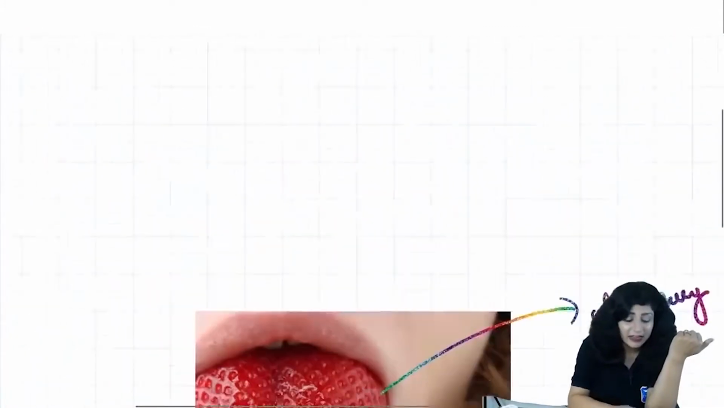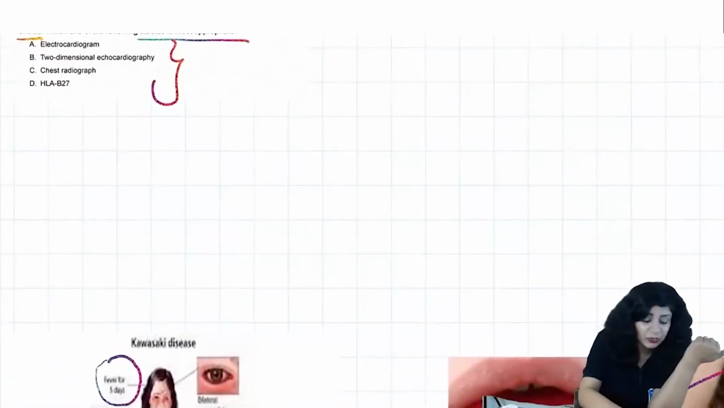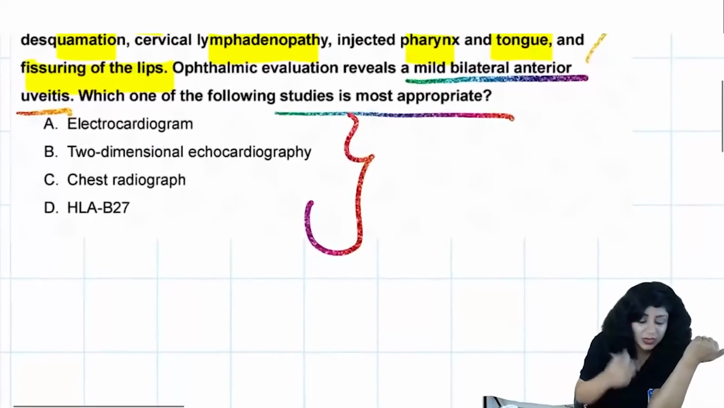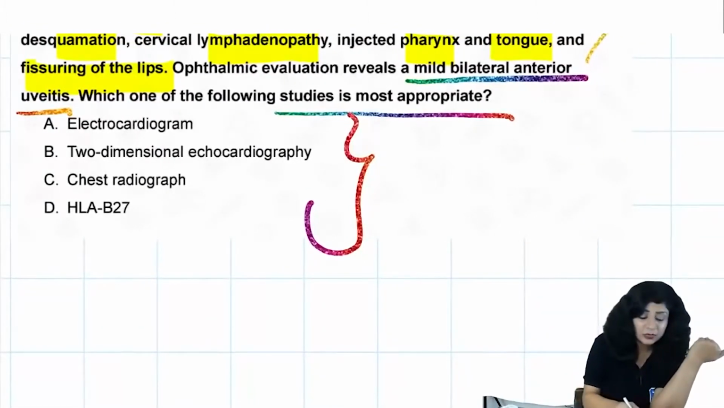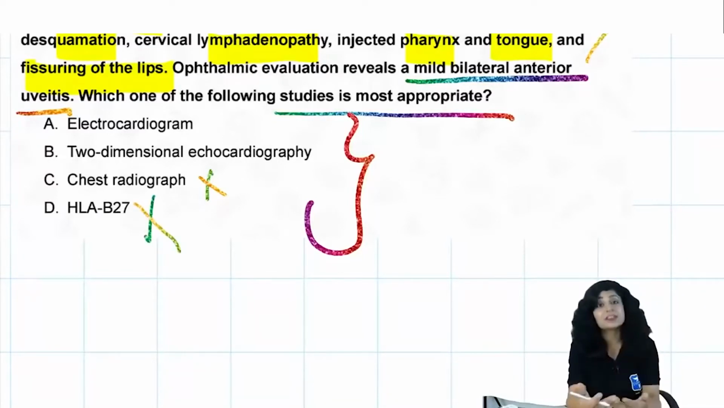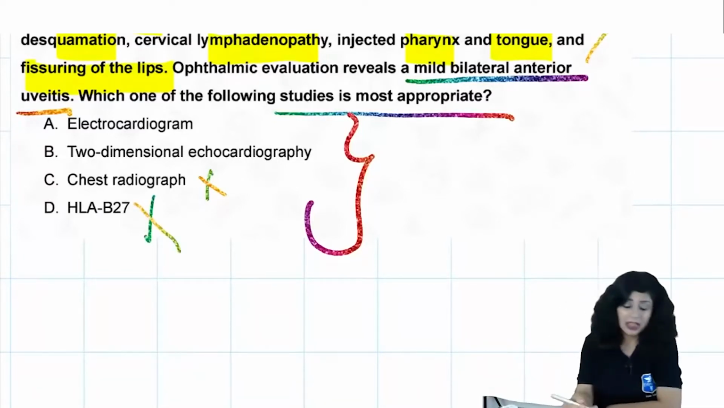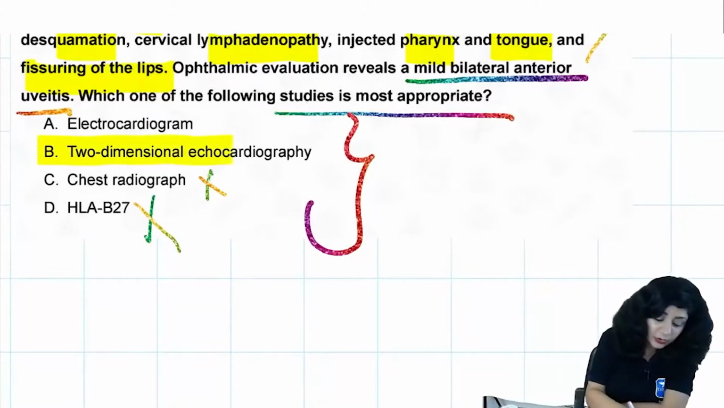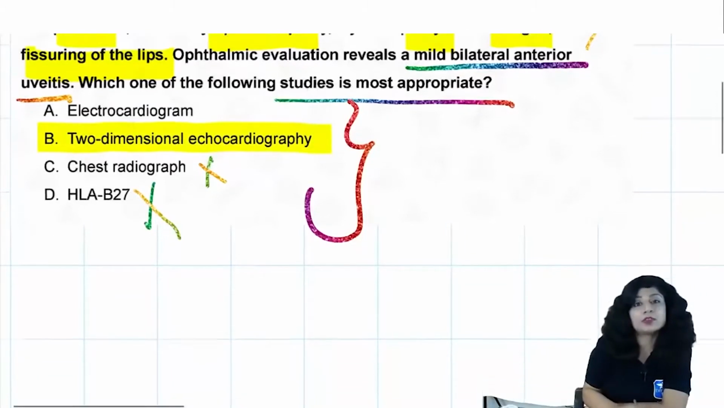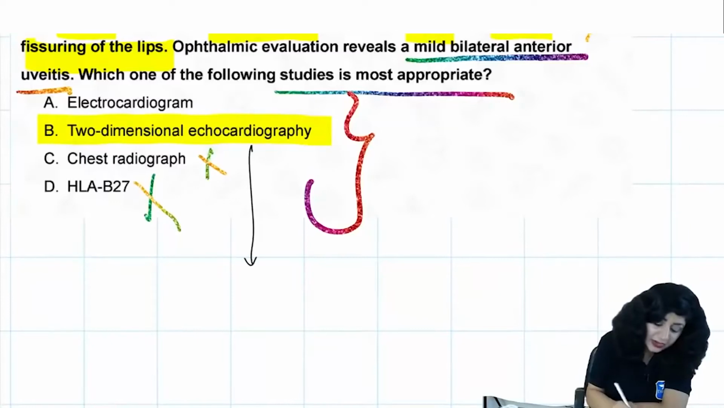So basically, when I am worried about the vasculitis, what should I do? Should I do the ECG or echocardiography? Will I do chest radiograph or HLA-B27 for that? No. I am worried about vasculitis, so I will do the echocardiography. For what am I going to do it? In order to see the ventricular function.